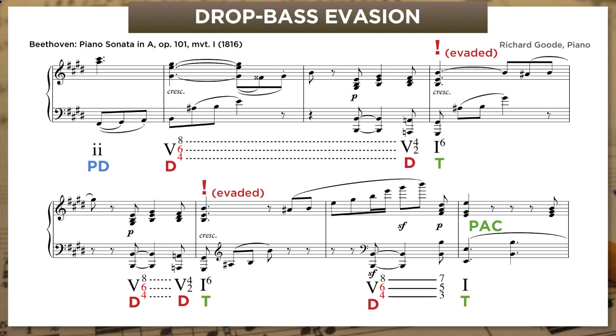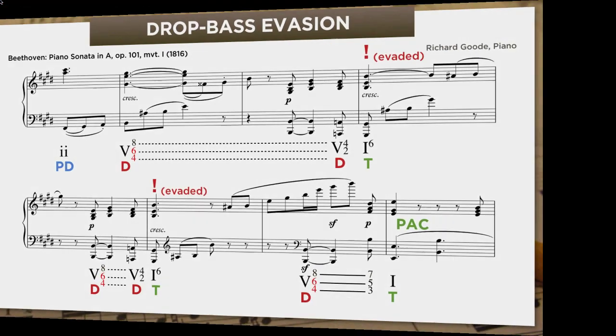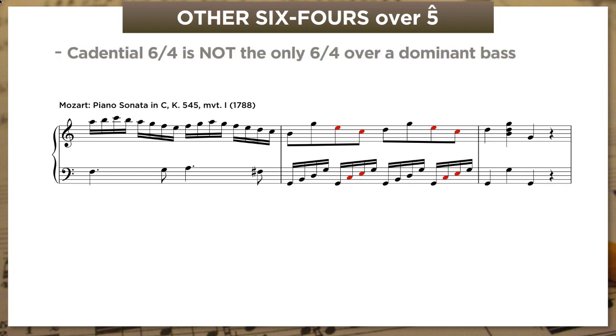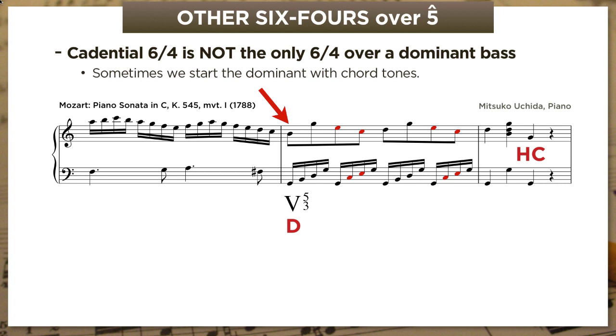So the last point I want to make is that the Cadential 6/4 is not the only 6/4 we find over the dominant note in the bass. Have a look at this passage from Mozart's K545 Sonata. We're in C major here, and Mozart's building toward a half cadence in the third bar. Notice that when the dominant arrives on the downbeat of the second bar, it's an unembellished, plain vanilla dominant triad.